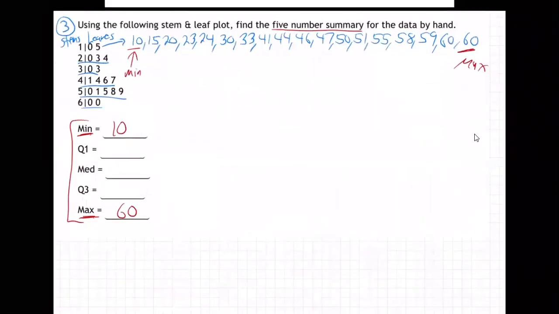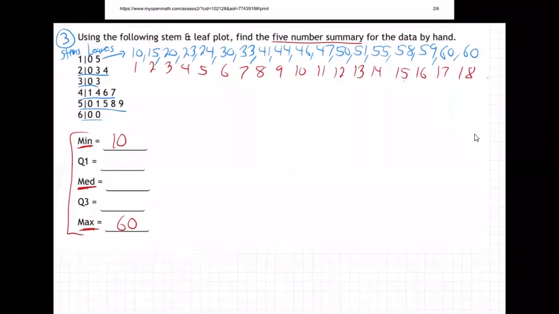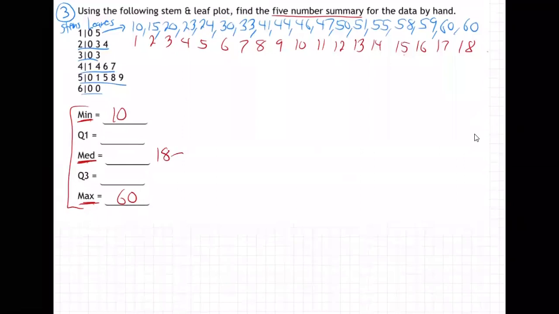So let's go up and let's count the data values. Let me get rid of the min-max thing, and let's count them. This is the first number, second, third, fourth, because I want to see how many there are. 6, 7, 8, 9, 10, 11, 12, 13, 14, 15, 16, 17. Oh, so there's 18 data values. We're trying to find the median right here in the middle. So 18 data values divided by 2 is 9. So right here, the 9th data value.